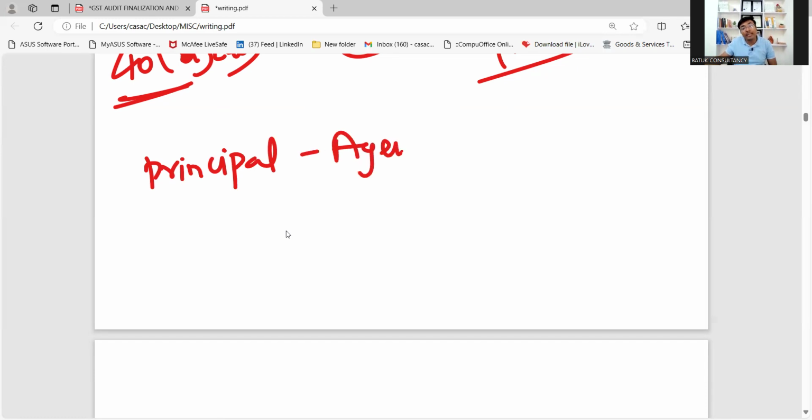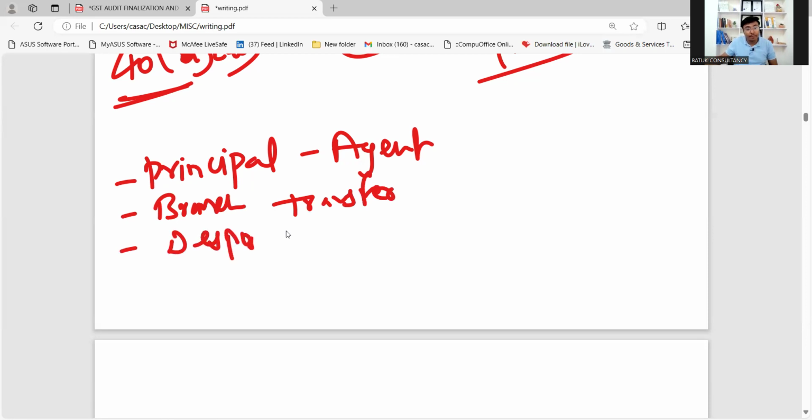I am not telling you that in each and every situation you have to check the valuation. In case of principal and agent, you have to check the valuation. In case of branch transfer, you have to check the valuation. In case of any disposal of assets, you have to check the valuation. Okay, so these are the points. In that case, we have to check the valuation.